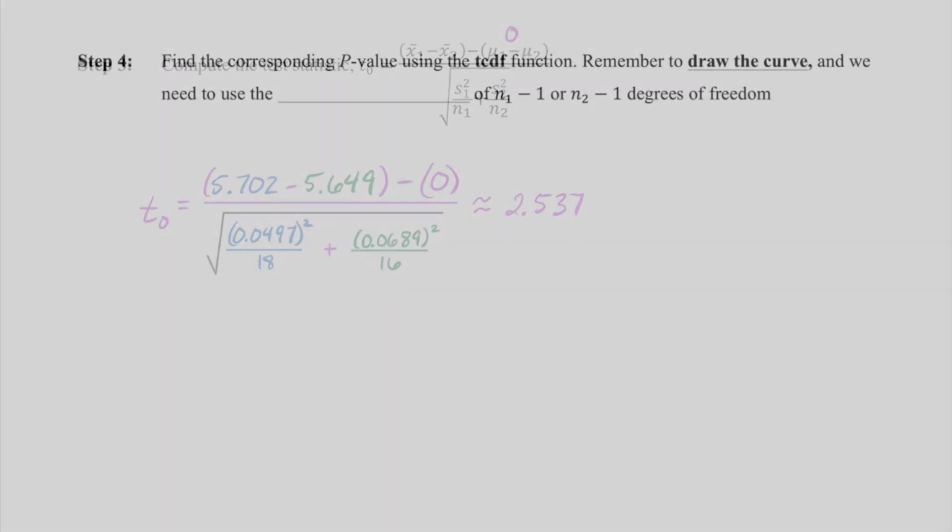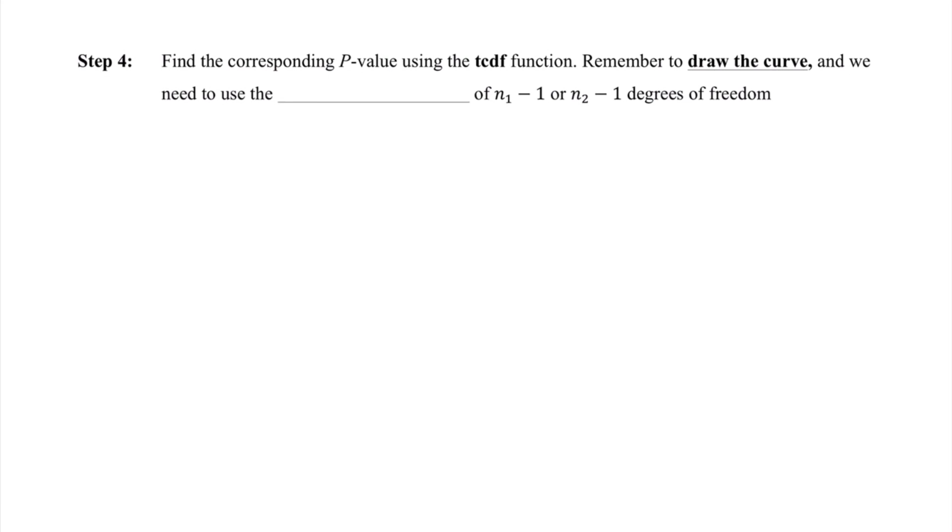Well, now that we have our t-statistic, we can head over to step 4, where we need to find the p-value. Remember, to find the p-value, we need to use the tcdf function, and we also need to remember to draw the curve. And the one extra thing we need to remember is that we need to use the smaller of our sample sizes as our degrees of freedom.